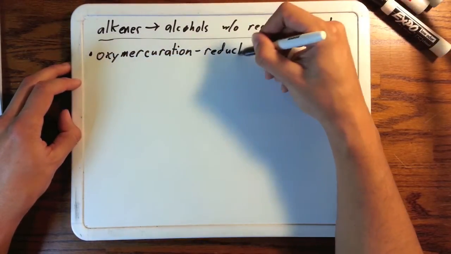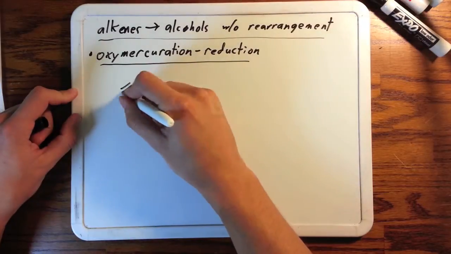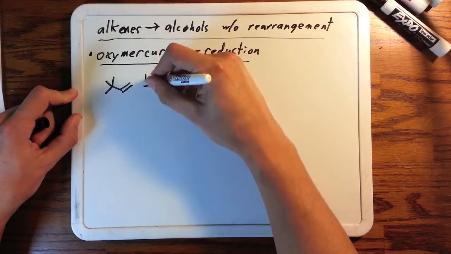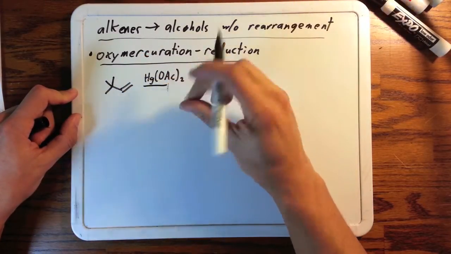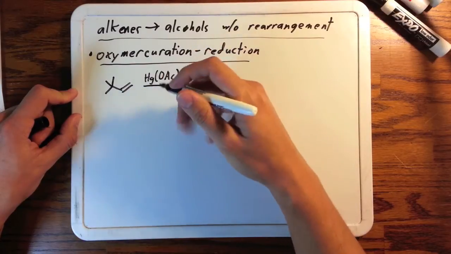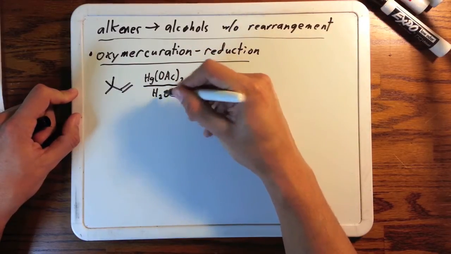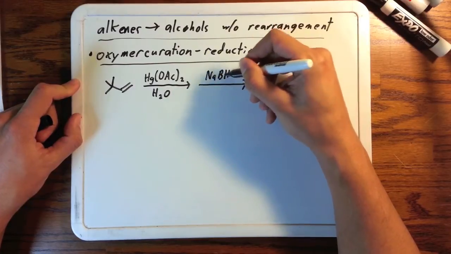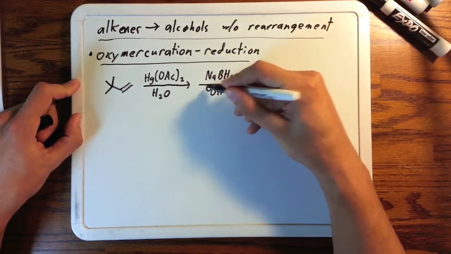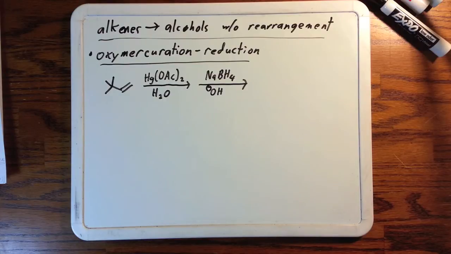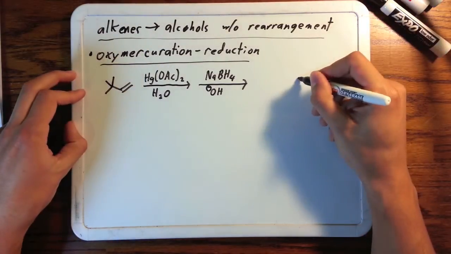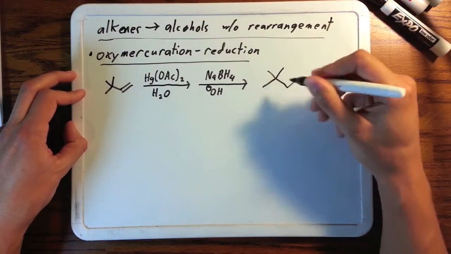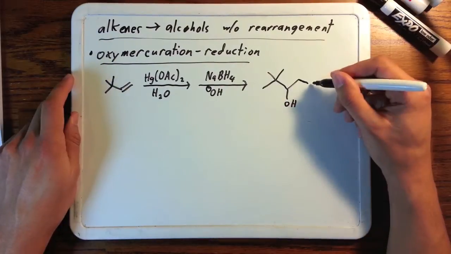So if we want to go from an alkene to an alcohol without rearrangements, the reaction we want is oxymercuration reduction. The first part of this two-step process, oxymercuration, involves mercuric acetate, which is mercury 2 with 2 acetate groups. This is an aqueous solution. The second part, as you may have guessed from the name, is a reduction. We use sodium borohydride in a basic solution. Together, these two steps give us exactly what we want, an alcohol from an alkene with no rearrangements.